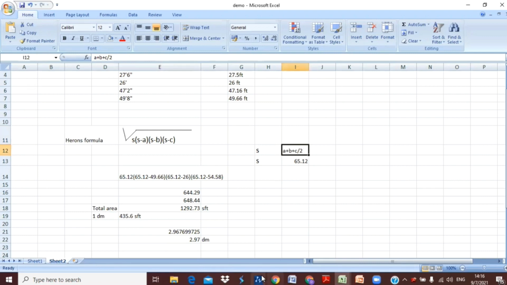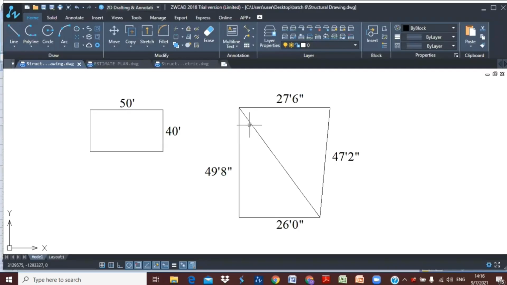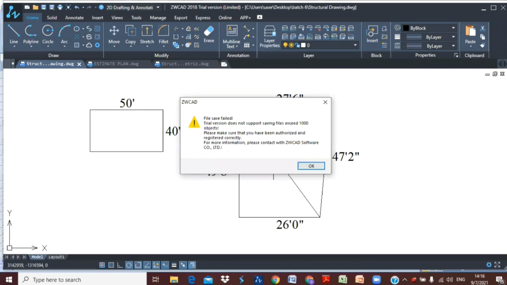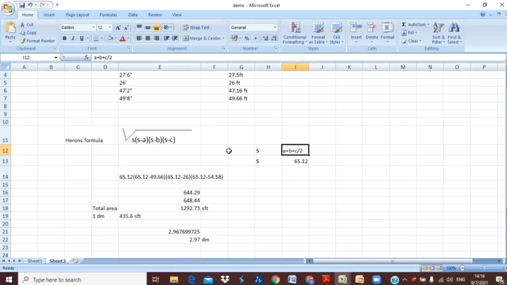So what is this? I will show you. You can see here, suppose we are working with this part. This one will be our A, this one will be our B, and this inclined part will be our C. The same method will be applied here also when we calculate for this area.